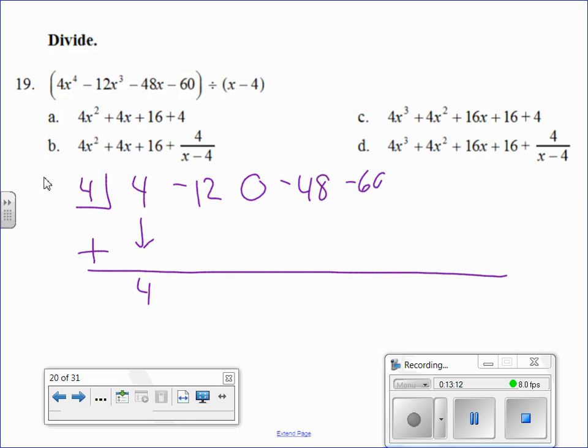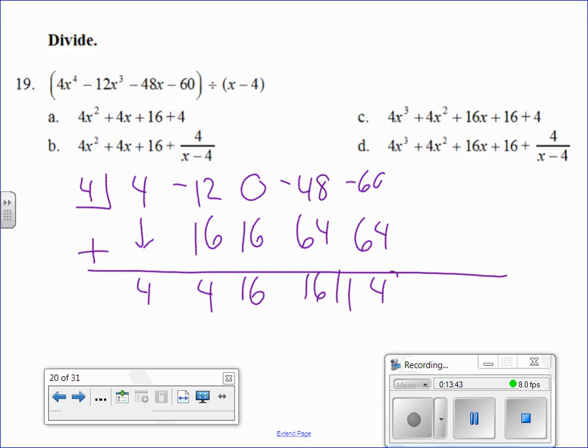Then you add these together and you get 4. 16. 15 times 4. We're going with 64. So we get 4. Now he's got his quotient, which is 4, 4, 16, 16, but he's got a remainder of 4. And they always take that remainder and put the remainder over the divisor.